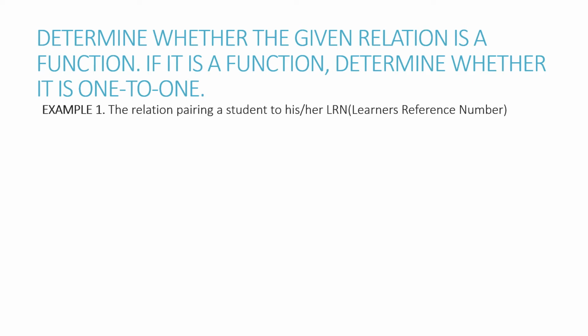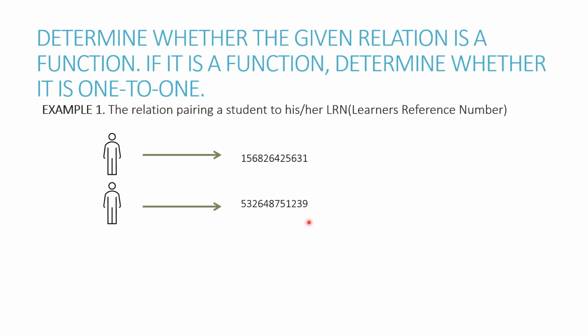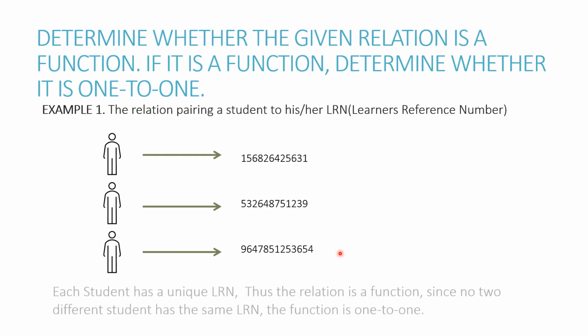So example, determine whether the given relation is a function. If it is a function, determine whether it is one-to-one. Example 1, the relation pairing a student to his or her LRN or the learner's reference number. We all know that one student has one LRN. So the other student also has one LRN. And another student will have one LRN.